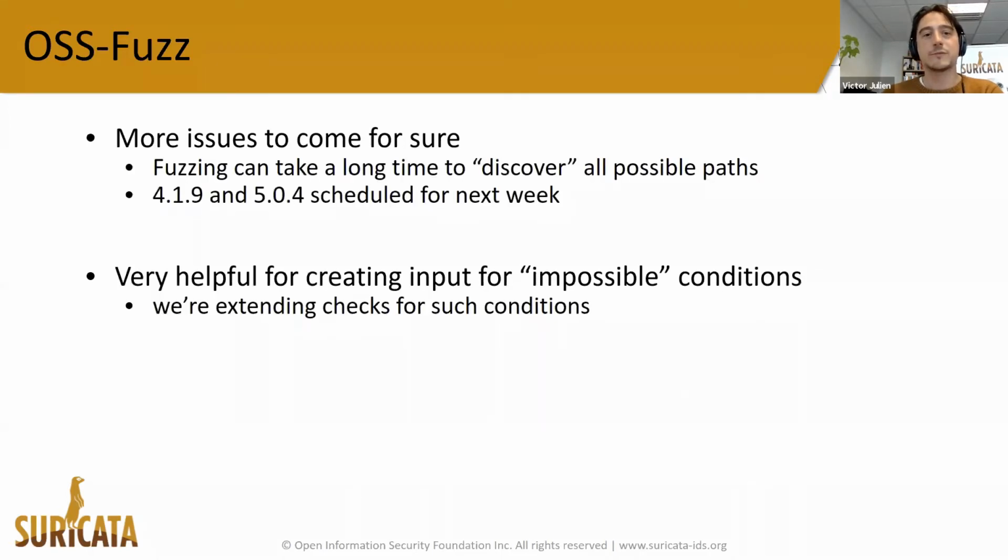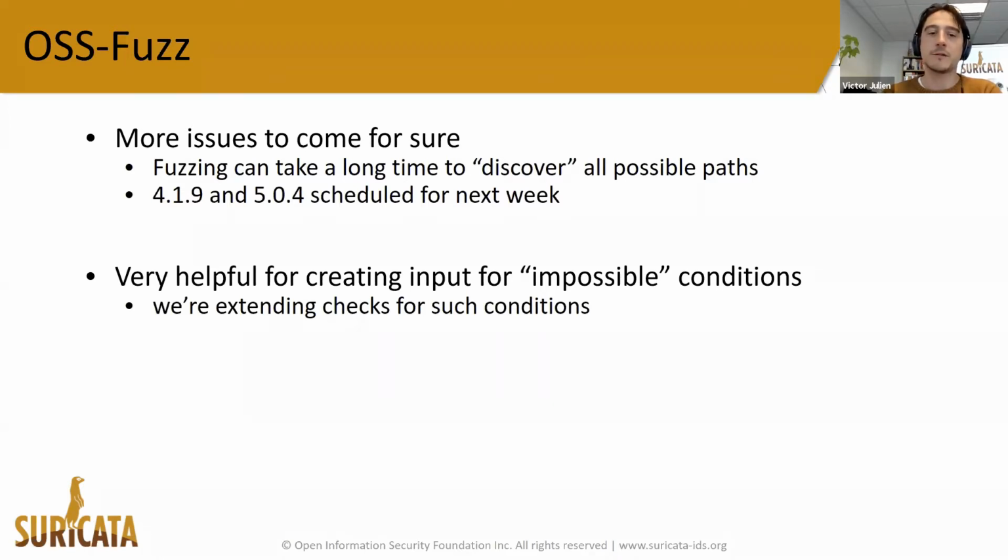So more issues are expected. Fuzzing is a very interesting approach. It's sort of a smart brute force approach, which means that you actually take lots and lots of CPU power to generate input. It's in a way not very elegant, I think, but it's still helpful for finding sort of impossible inputs and impossible states in our code.